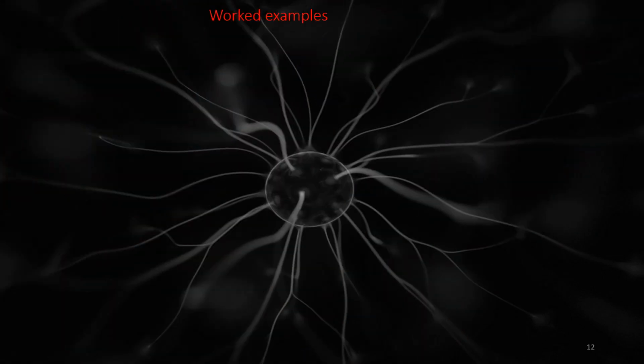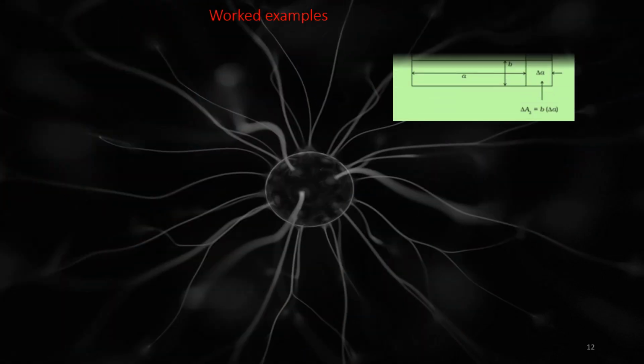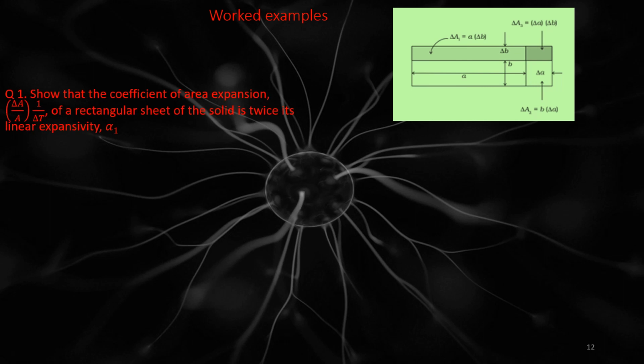Next, we will take up some worked examples. Question 1. Show that the coefficient of area expansion, that is delta A by A into 1 over delta T, of a rectangular sheet of solid is twice its linear expansivity.